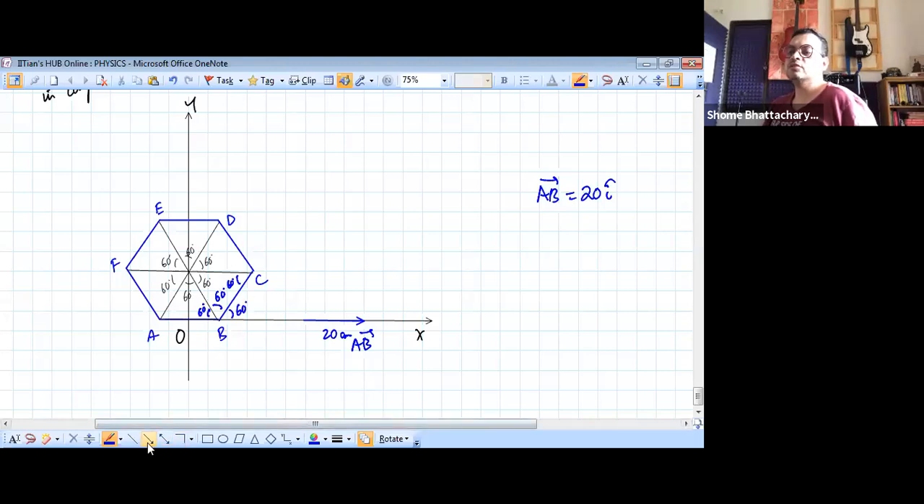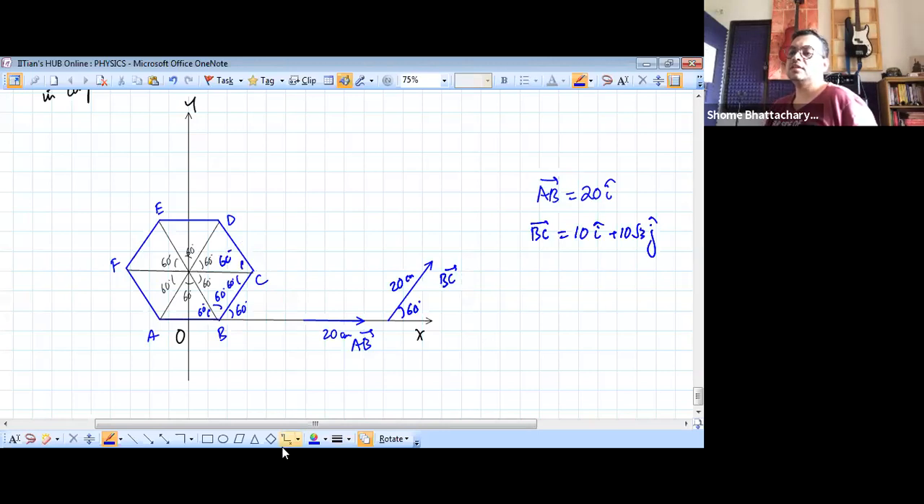Now see how the vector BC is going to look when I pick it up and place it here. The vector BC is like this. BC is also a vector of length 20 centimeters, but now this angle is 60. So BC will be written as cos 60 is half, so 10 i cap, and sine 60 is root 3 by 2, so 10 root 3 j cap. Right? Now similarly, you can see that this angle is 60.